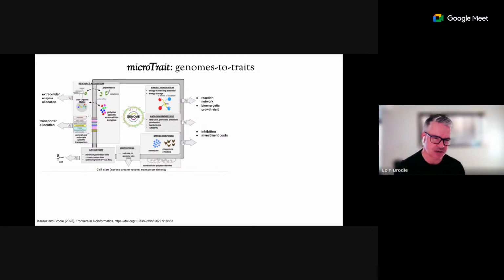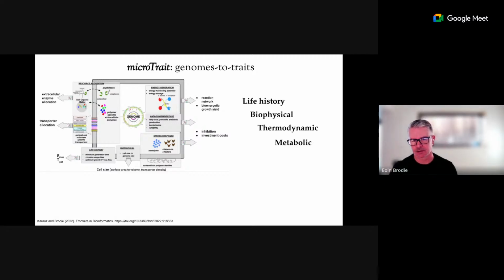So there's a schematic of microtrait here. The different traits that we might represent here could be classified as life history, biophysical, thermodynamic, or metabolic. Life history traits are things that are not necessarily encoded by an individual gene or multiple genes. These are signatures across the genome that can be used as proxies for the behavior of the genome as a whole. An example of that might be the minimum generation time or maximum specific growth rate of an organism. Basically, what the maximum growth rate an organism could achieve under evolutionary optimal conditions.